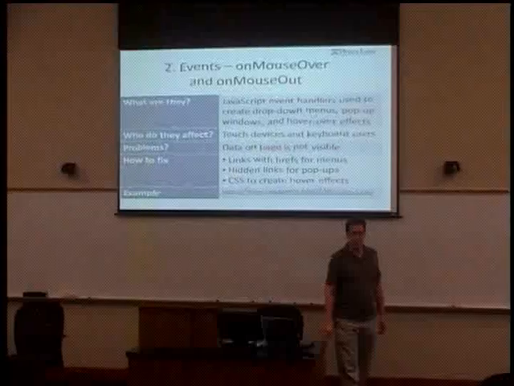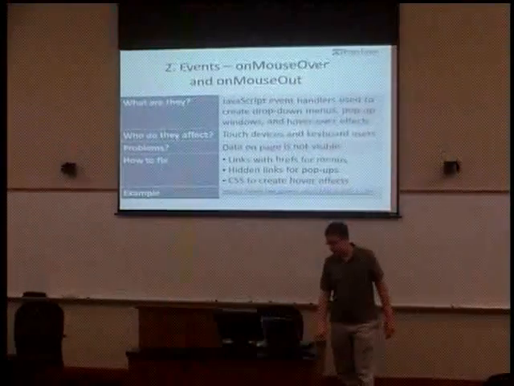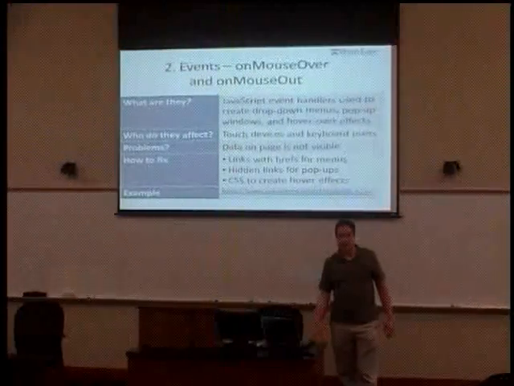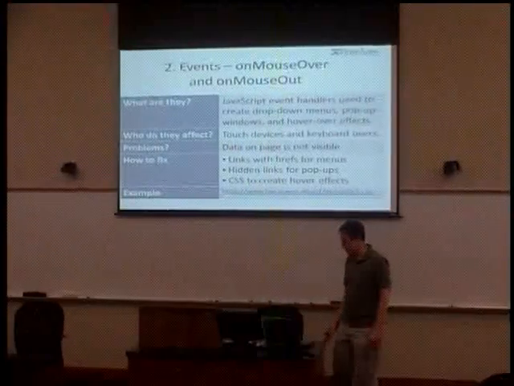The next set of events are the mouse over events, on mouse over and on mouse out. These are used to do things like create drop-down menus and pop-up windows. Anytime you roll your mouse cursor over something on the web and something changes, that's an on-mouse event.